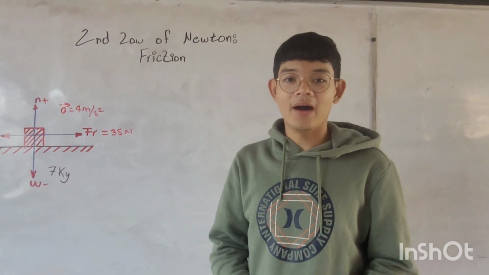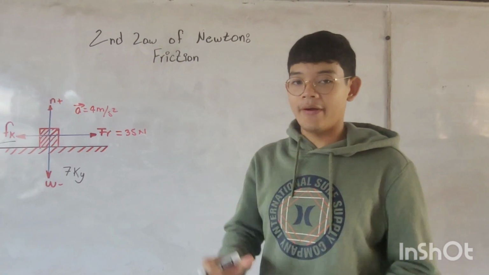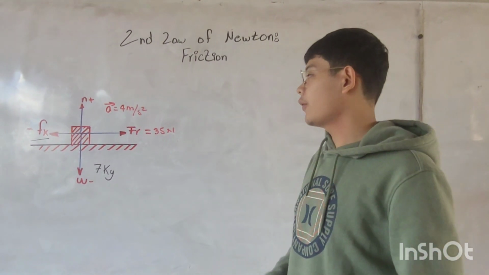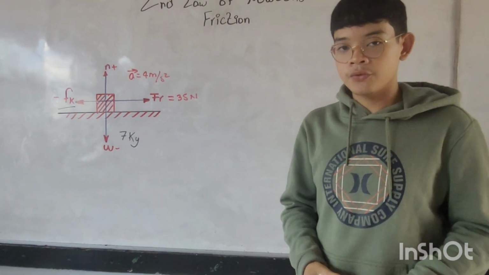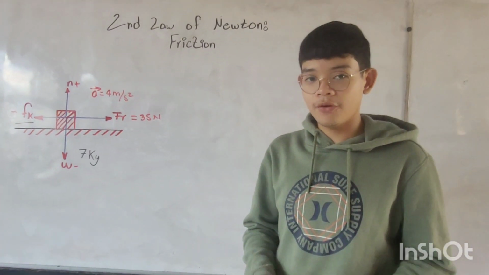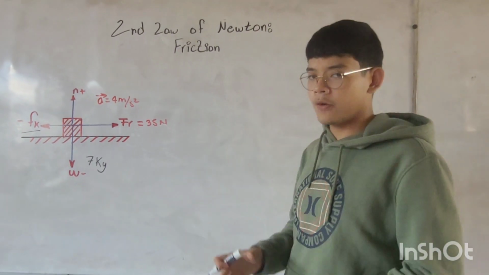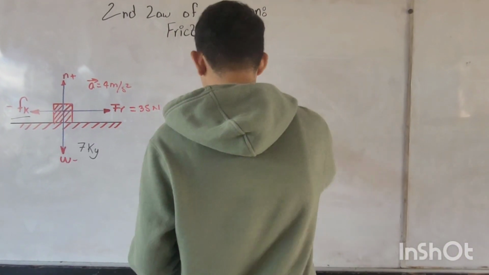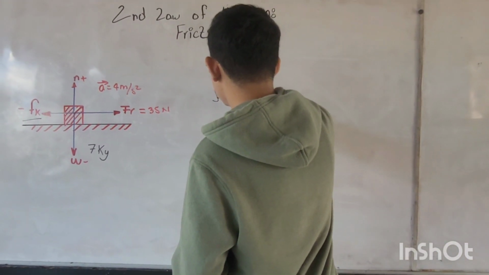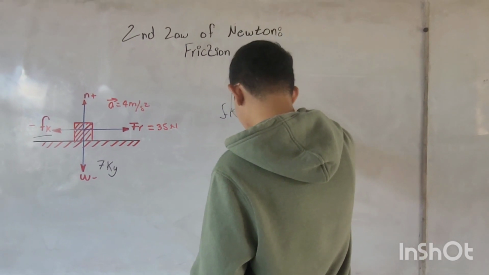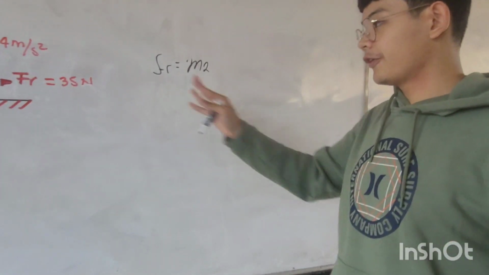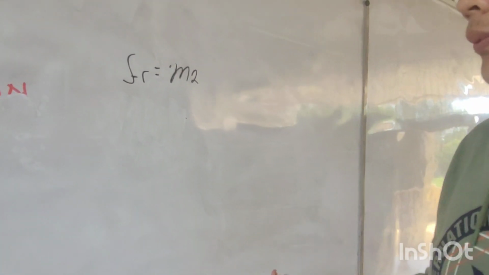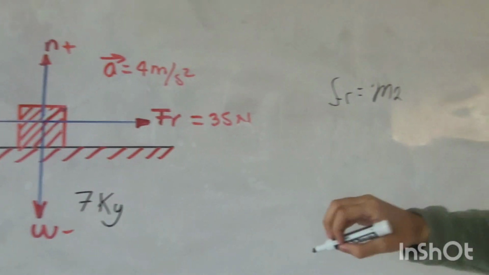Greetings. So I will continue our exercise. So basically, after knowing all of the data information, we have to know the formula. So the formula for this equation is the next. Friction equals net force minus mass times acceleration. Okay, so the first step is we have to put the net force, that is 35 newtons.